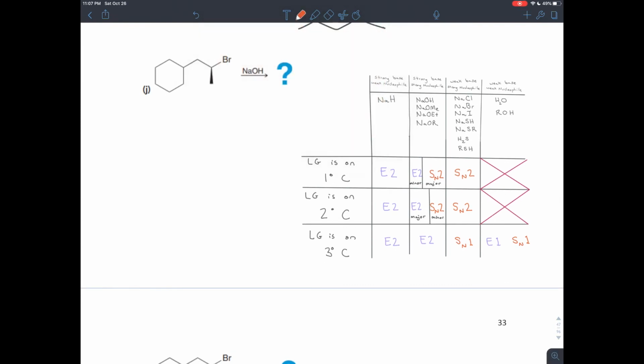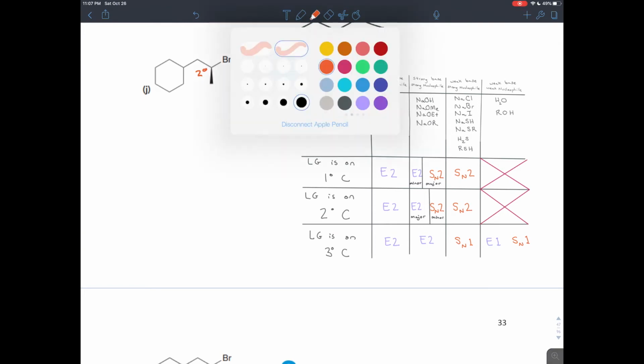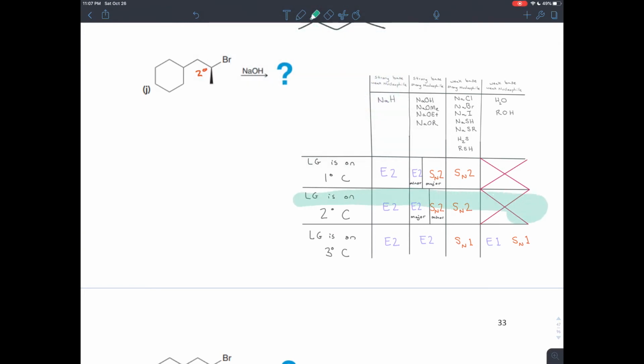Okay, for J, first step is to figure out the mechanism. The leaving group is on a secondary carbon that's bonded to two other carbons, so it's secondary. If the leaving group is on a secondary carbon, then we're dealing with this row here. Now we look at the nucleophile, or the base. Sodium hydroxide. That's a strong base, strong nucleophile. So we're going to get two products here, an E2 product and an SN2 product. Let me write that down for my notes. E2, and the E2 product will actually be the major product, and we'll also get an SN2 product.